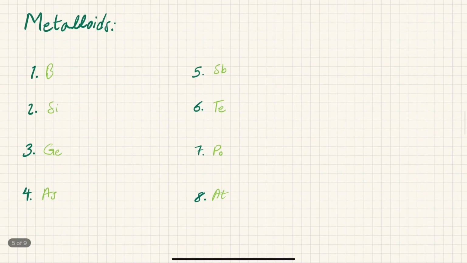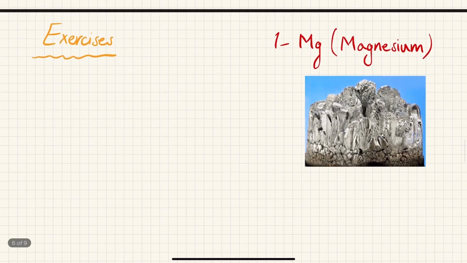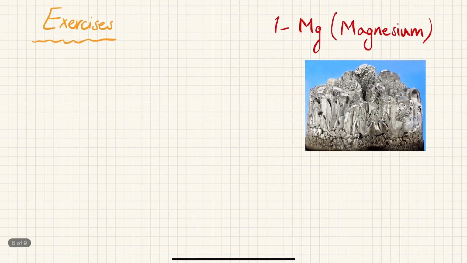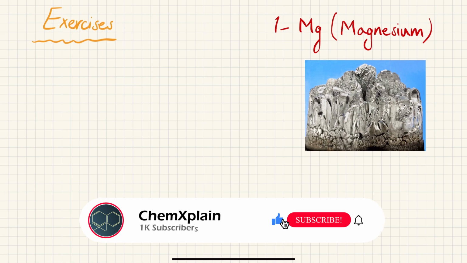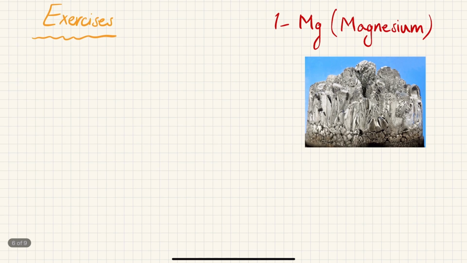Now, to make sure that you are completely familiar with these three groups and their elements, let's head to some exercises. In each step, we have one element for you. You have 15 seconds to think, and you should find a reason to identify if the element is a metal, nonmetal, or metalloid. Then we check it together. Now, with the first one, magnesium. Take your time.